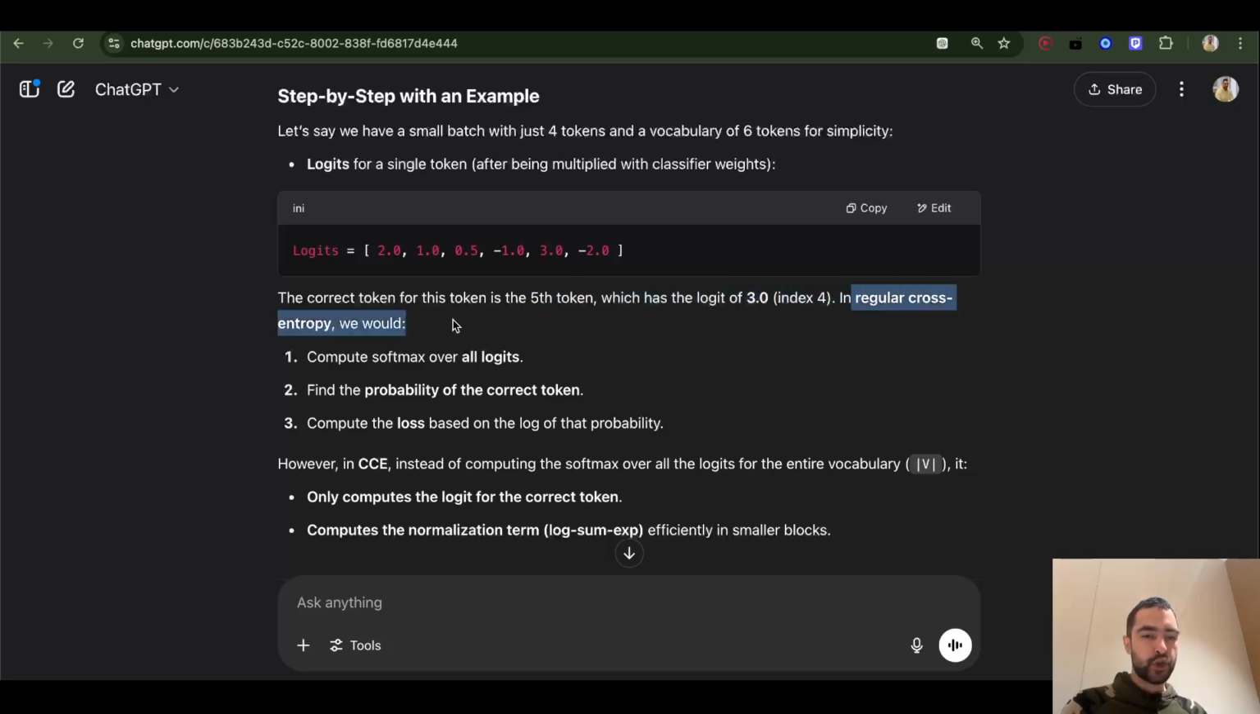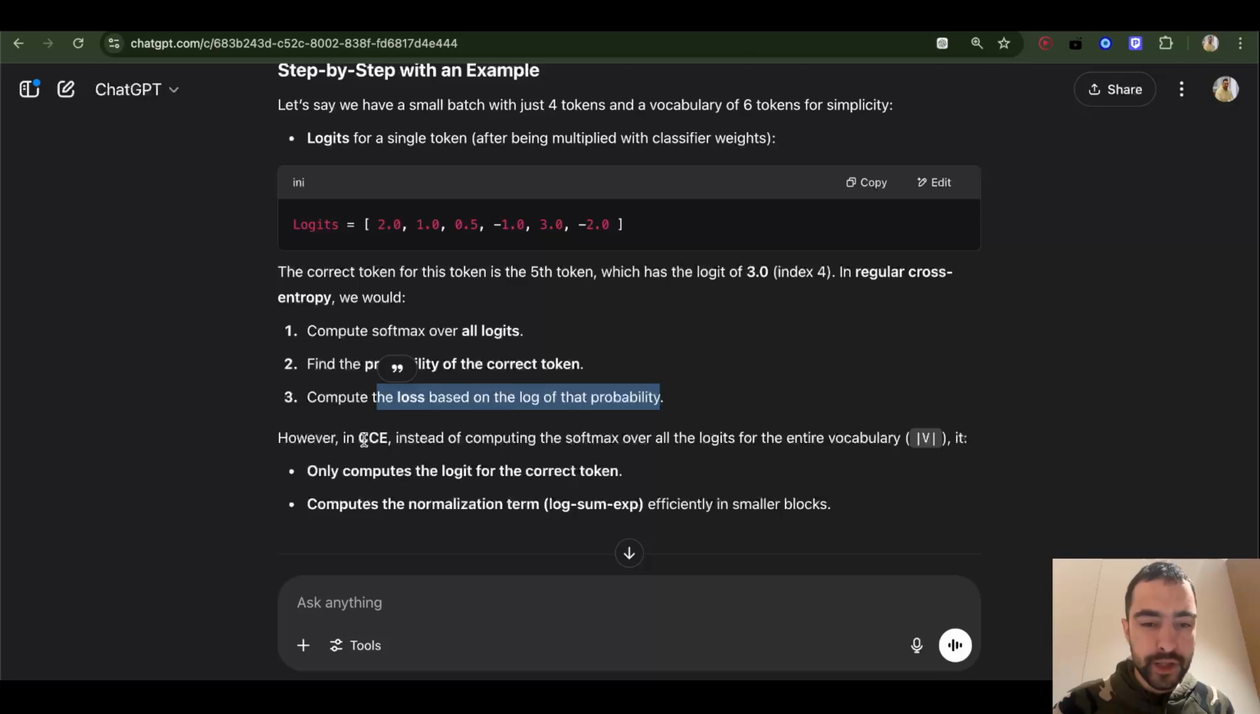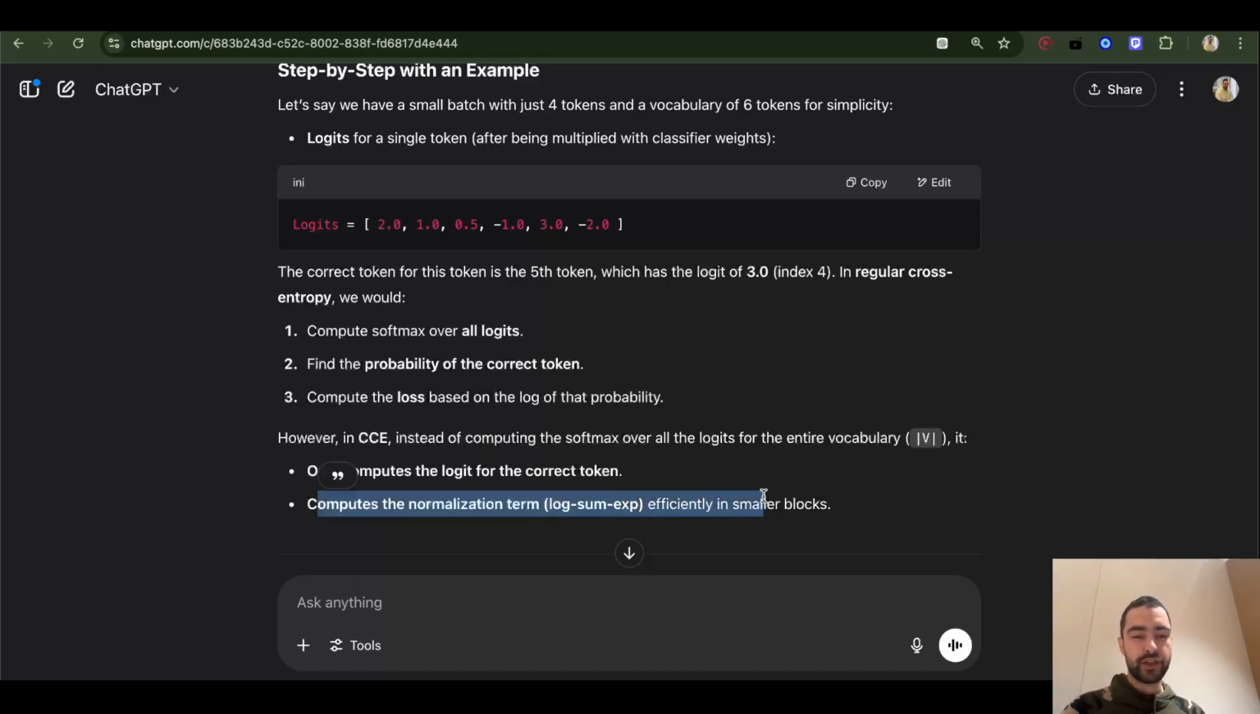In regular cross-entropy, we would compute softmax over all logits, as I explained, find the probability for the correct token over all of the logits, and compute the loss based on the log of probabilities. But in Cut Cross-Entropy, we don't compute all of the logits. We just compute the logit for this correct token that we know is correct from the training data. And then compute the normalization term. We just compute the other things after that I explained. So we'll see what this normalization term is.